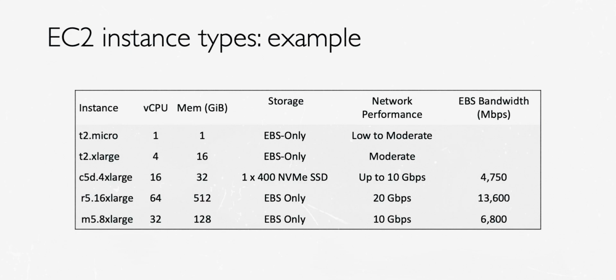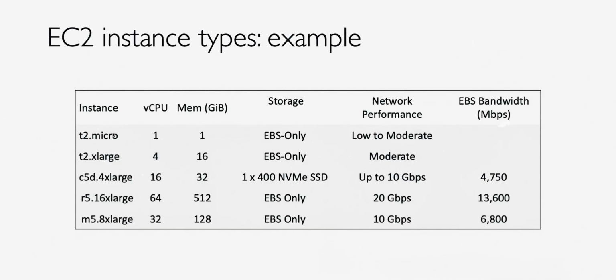So what type of instances do we get for EC2? And this is an example. There are hundreds and hundreds of EC2 instance types, but here are 5 for you. So the first one is a T2 Micro. Very, very simple. It has one vCPU, one gigabyte of memory. The storage is only EBS and it has a low to moderate network performance.